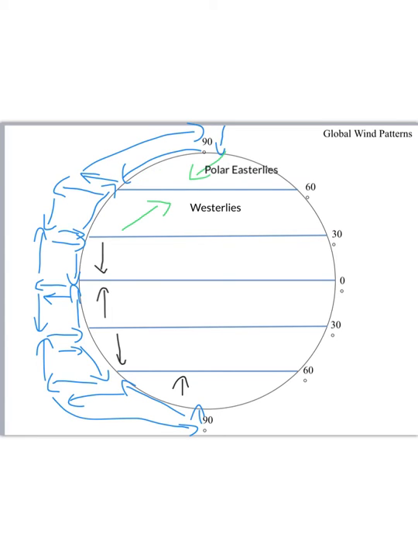Okay, we'll see the same thing between the 0 and 30 degrees. Again, I'm just going to draw it over here where we have a little more room. And we again name the winds from the direction they are coming from. This is coming from the northeast. So we're going to call them the northeast trade winds.